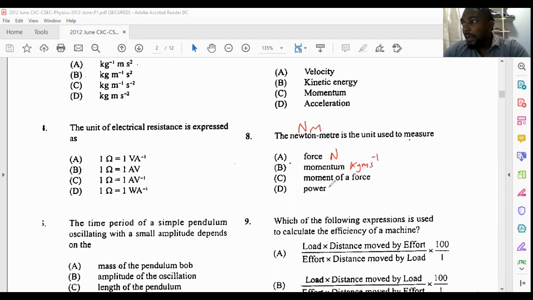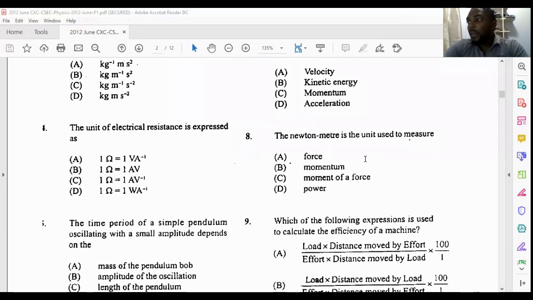And moment of a force is the force applied at a given distance from the pivot. So it's a turning force. That is force multiplied by distance, so that is newton meters. And then power is the rate at which work is done or the rate at which energy is converted. So that is given in joules, right? So you see our answer here is C. C is our answer for that question, all right?